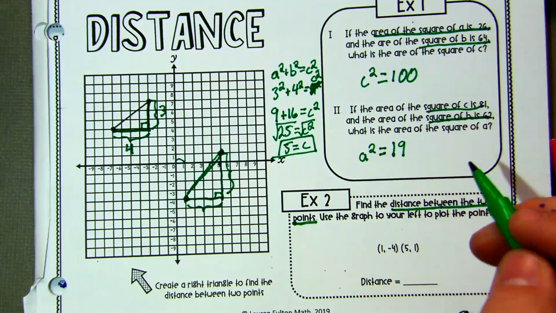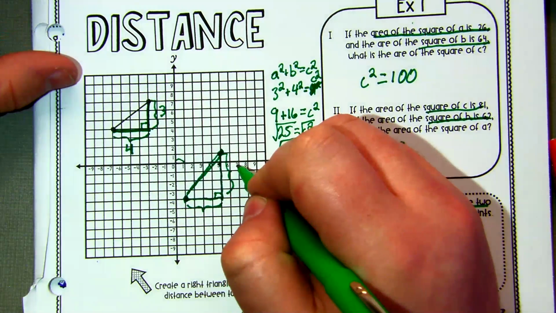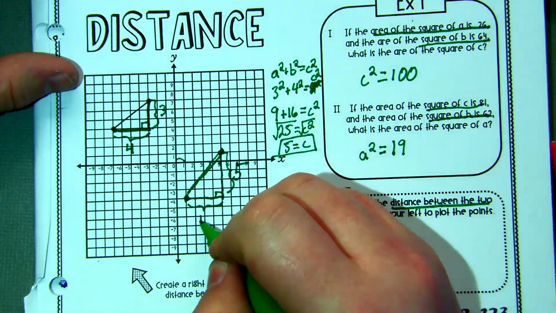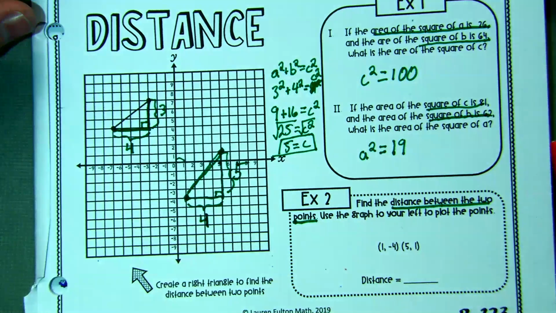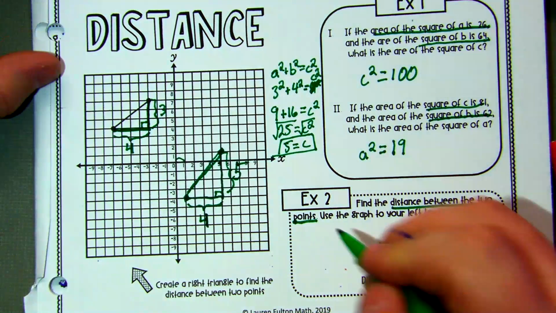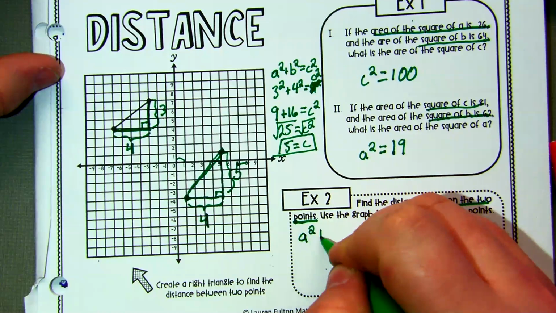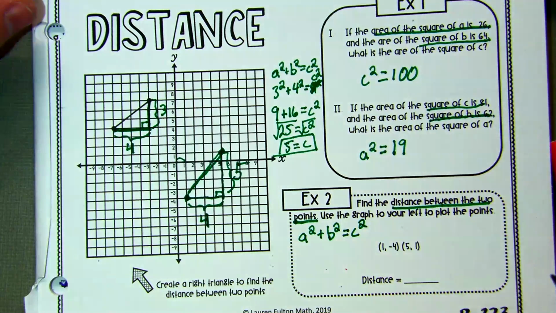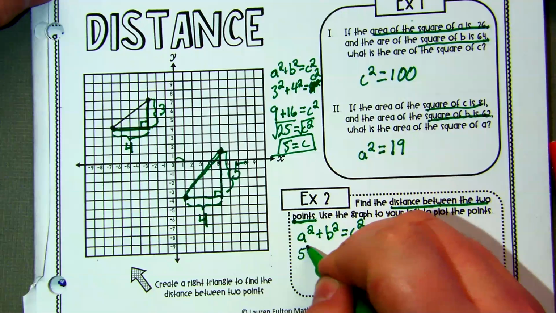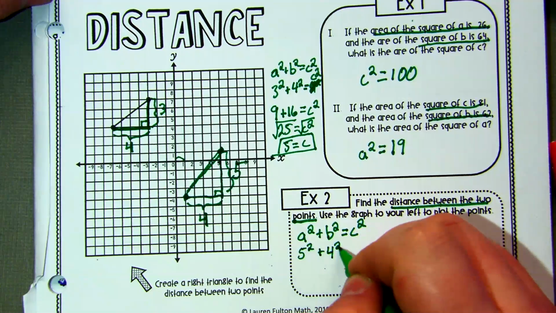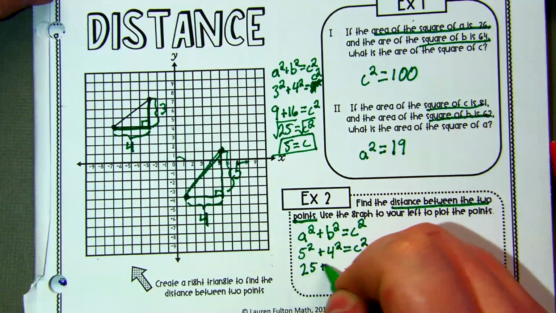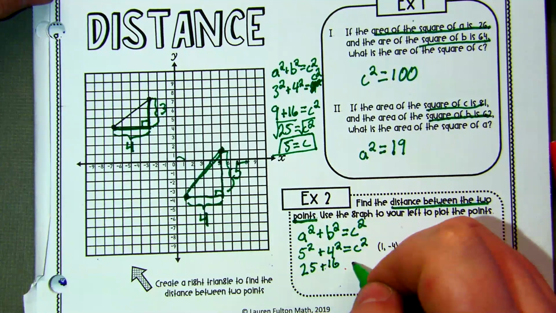Yeah, very nice. If we count our boxes there, we have 5 here, and we get 4 for our bottom leg. So we go to our Pythagorean theorem, and then we plug in our numbers. So we can do 5 squared plus 4 squared equals c squared. 25 plus 16 equals c squared.